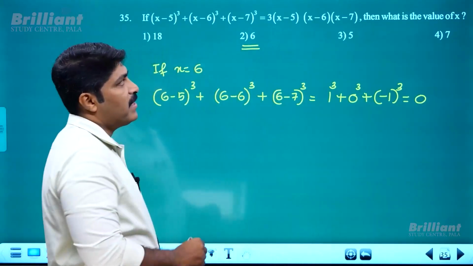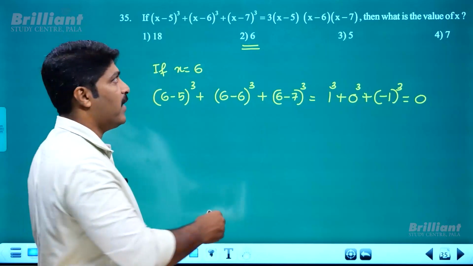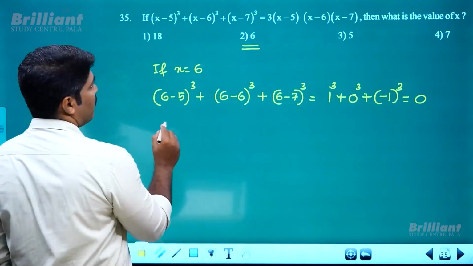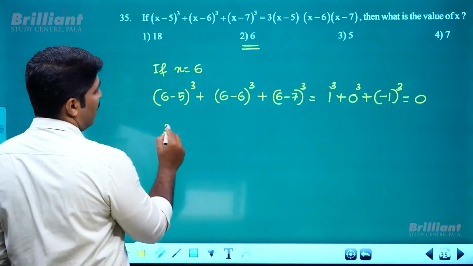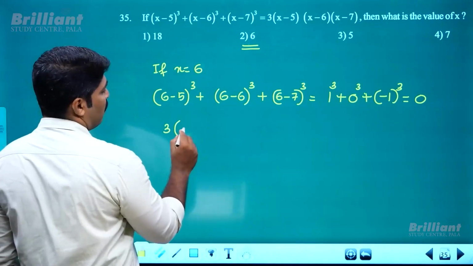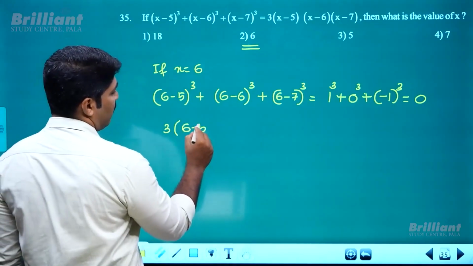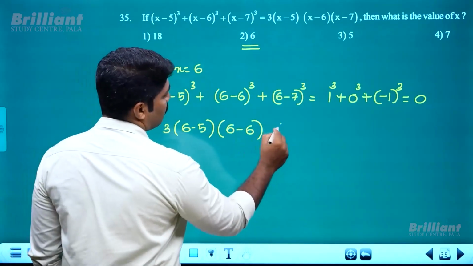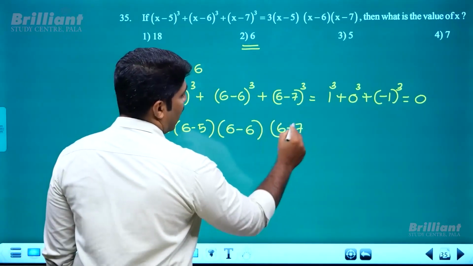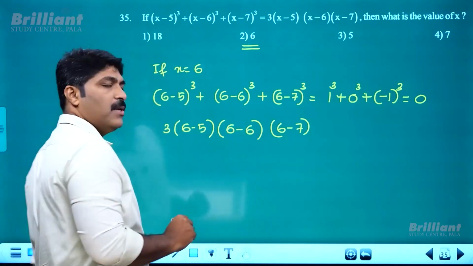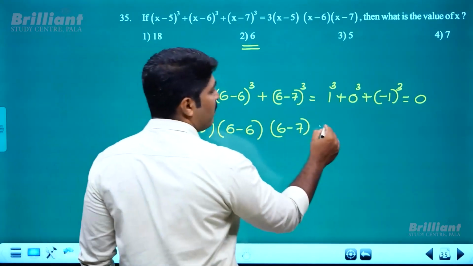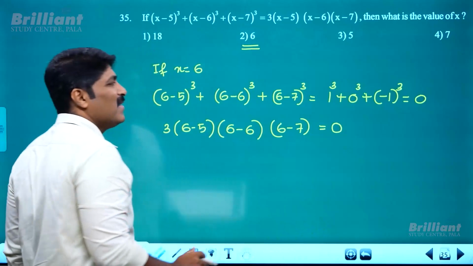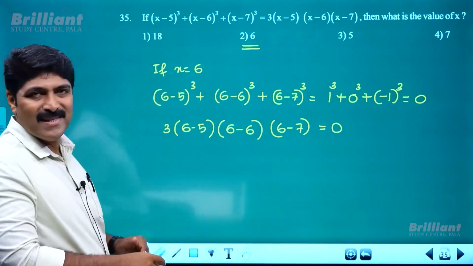So we are checking whether the right hand side also will give the same value. On the right hand side we have 3 into x minus 5, that is 6 minus 5, into 6 minus 6, into 6 minus 7. As we know, 6 minus 6 is equal to 0, hence this entire product will become 0. Simple. So we reach the conclusion that x is equal to 6.